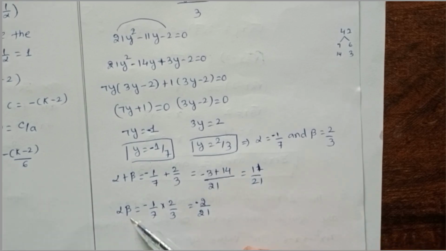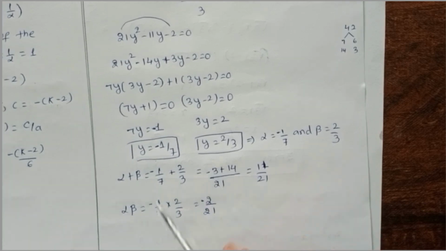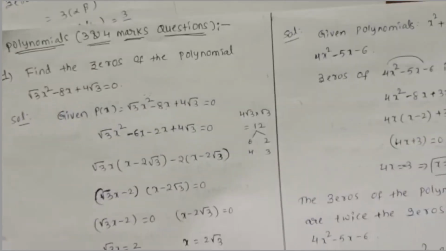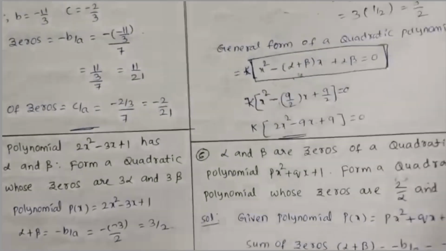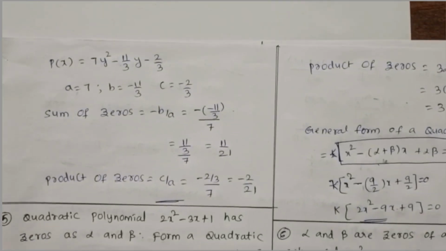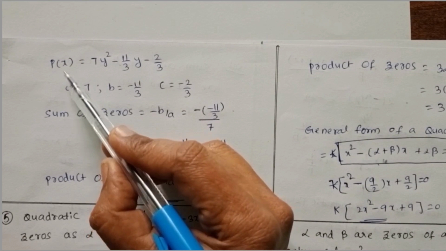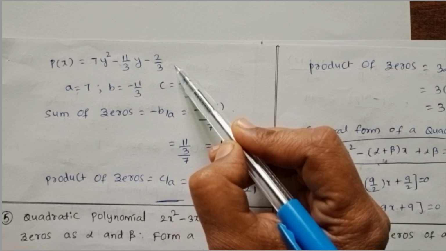Find the alpha beta value also, that is minus 1 by 7 into 2 by 3, that becomes minus 2 by 21. And next, find the sum of zeros and product of zeros using the equation, that is p of x is equal to 7y square minus 11 by 3y minus 2 by 3.